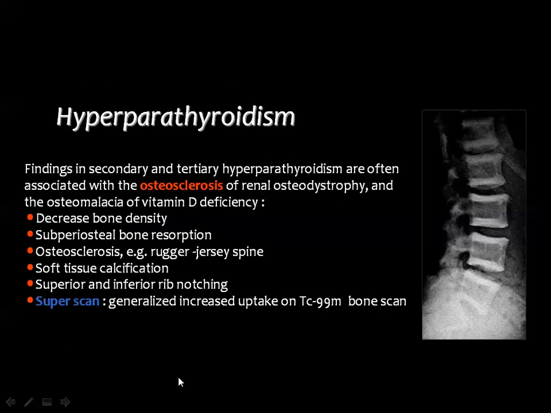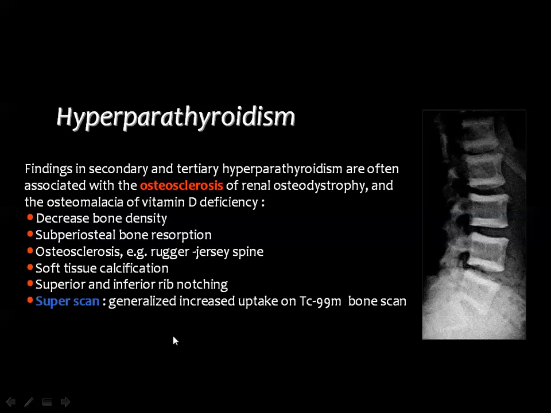One of the manifestations in the spine is known as the Rugger-Jersey spine, which means that the vertebral end plates are sclerotic and the central part of the vertebra is porotic. Bone sclerosis is evident in secondary and tertiary hyperparathyroidism. It's not an evident feature of primary hyperparathyroidism. There is decreased bone density in the middle part of the vertebra, and osteosclerosis of the end plates, resulting in this Rugger-Jersey spine, with the presence of calcium in the soft tissues as well.